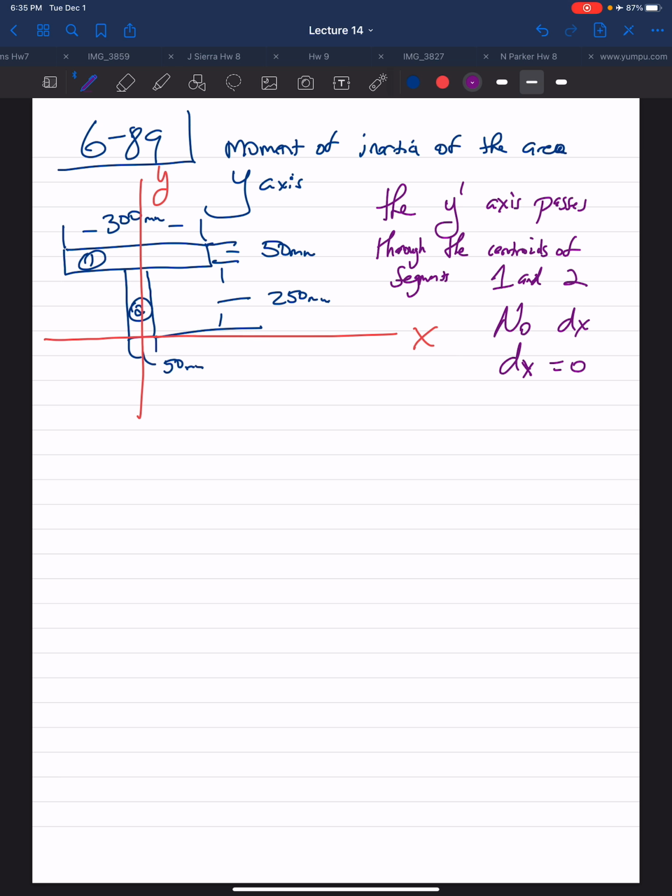The composite shape centroid was shared with the centroids of each individual segment, segment 1 and segment 2. And that's for y prime. Obviously, our x prime centroid axis would be different, but in the x direction, our y prime centroid axis is shared by symmetry.